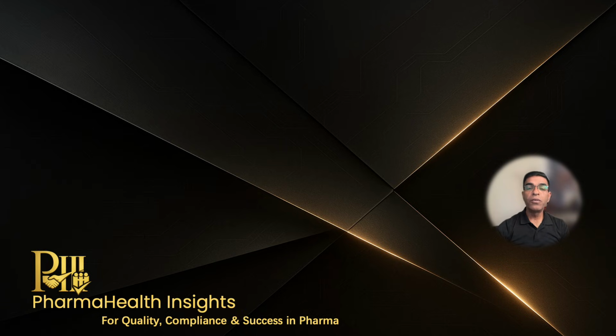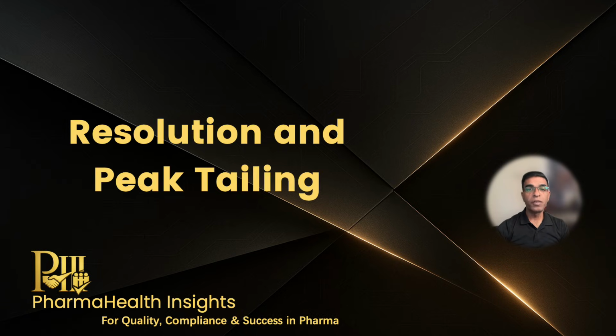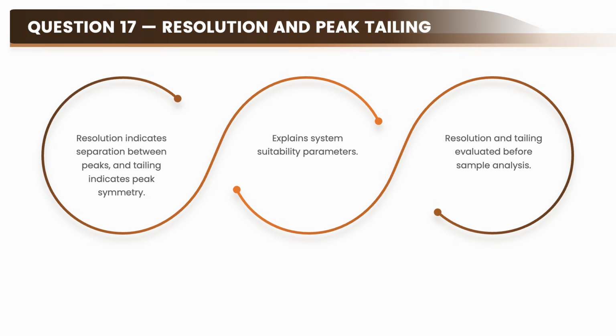After this, the interviewer will move towards chromatographic performance. You will be asked to explain what is resolution and tailing in GC. You should answer like this. Resolution indicates how well two adjacent peaks are separated.